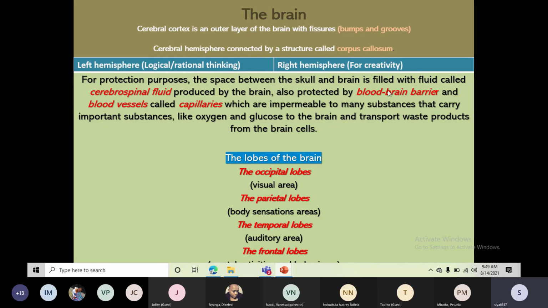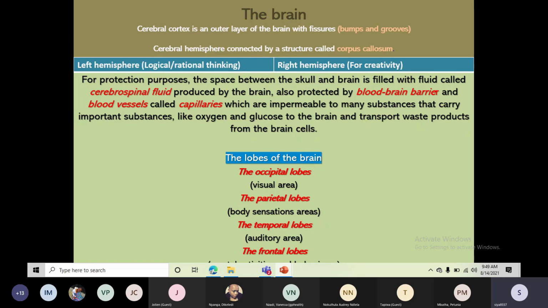The brain is also protected by the blood-brain barrier, as well as blood vessels. Those blood vessels are called what? Capillaries. Those capillaries are selectively permeable, letting in important substances like oxygen and glucose. It's more like a sponge.